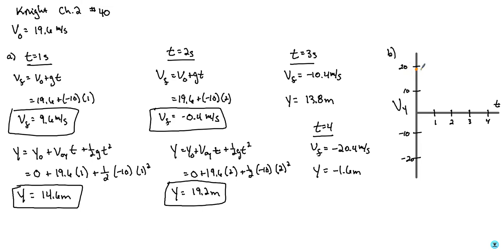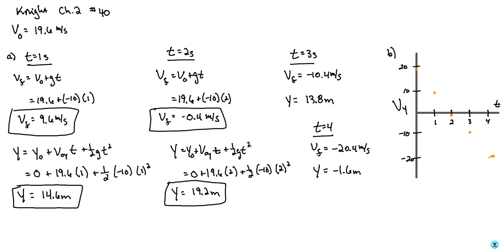If we do that, and then we plot those points, at time 0, we get the speed to be 19.6. When time is 1, the speed's about 9.6. Time is 2, the speed is 0.4, so we'll do something like that. When time is 3, it is negative 10.4, so it's just a little below that 10. And then for the last one, for time is 4, it's about negative 20.4, so it's somewhere right around there.